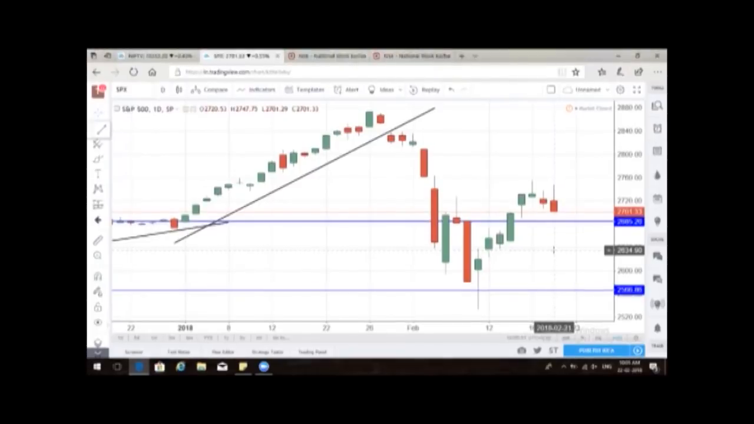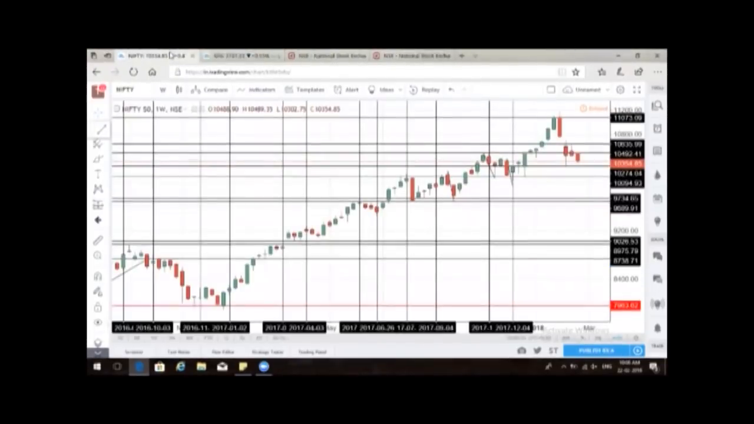So the after-effect can come into place, and we can find some selling of at least 2 to 3% on the downside. Now let's come back to Nifty.